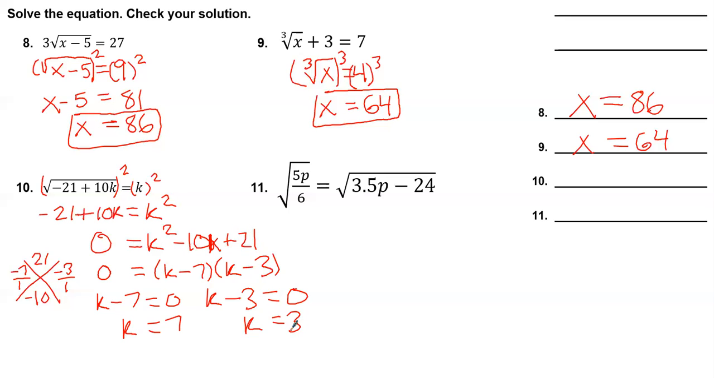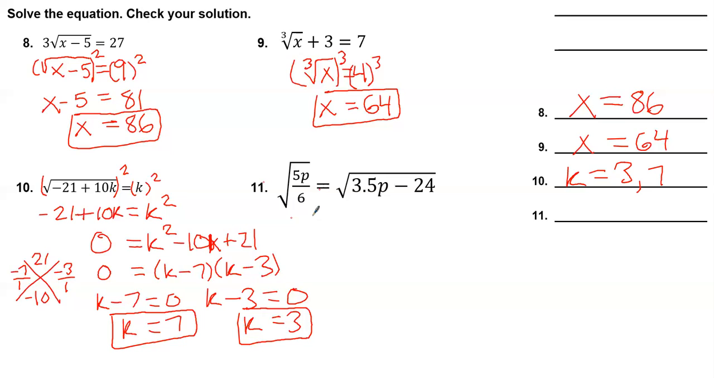Now, before we say these are actually solutions, we have to substitute them back in. I'll use 3. If I substitute 3, I get negative 21 plus 30, that's 9. The square root of 9 is 3, which is also 3 here. So that worked. Now 7: 10 times 7 is 70. Negative 21 plus 70 is 49. The square root of 49 is 7, and that, of course, is also k, which is 7. So it looks like they're both solutions. I can write k equals 3 and k equals 7.